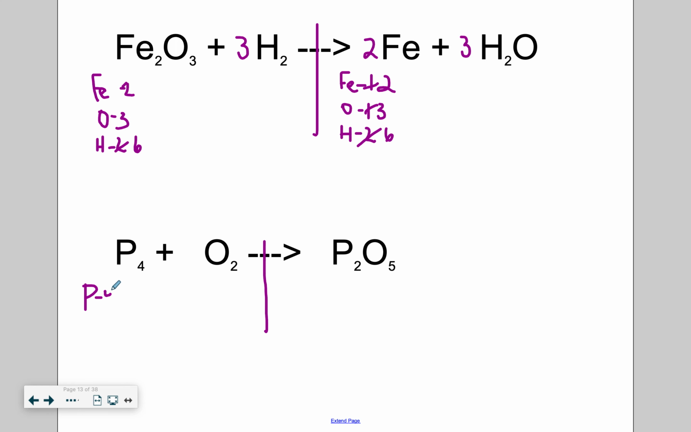Phosphorus, 4. Oxygen, 2. On this side, phosphorus, 2. Oxygen, 5. All right, so I got 4 over here, 2 over here. What can I add here to get to 4? 2. So now I have 4 phosphorus, but this 2 also affects my oxygens. 2 times 5 is 10. All right, phosphorus are good, oxygen's uneven. 2 times what can get me to 10? You're thinking 5.